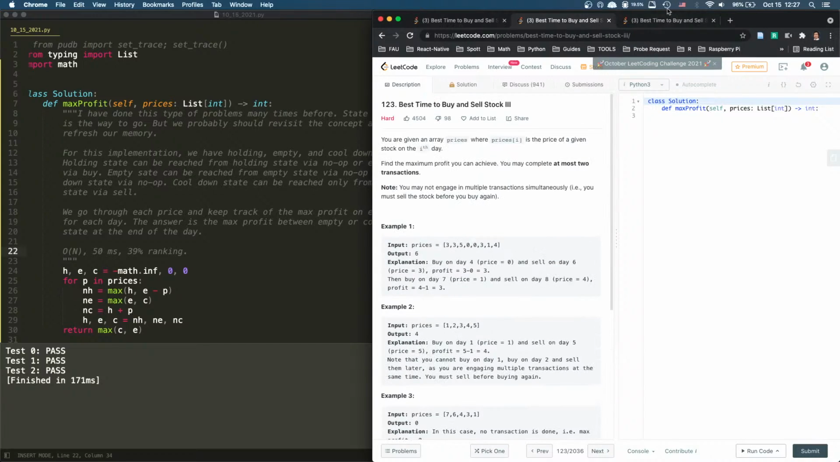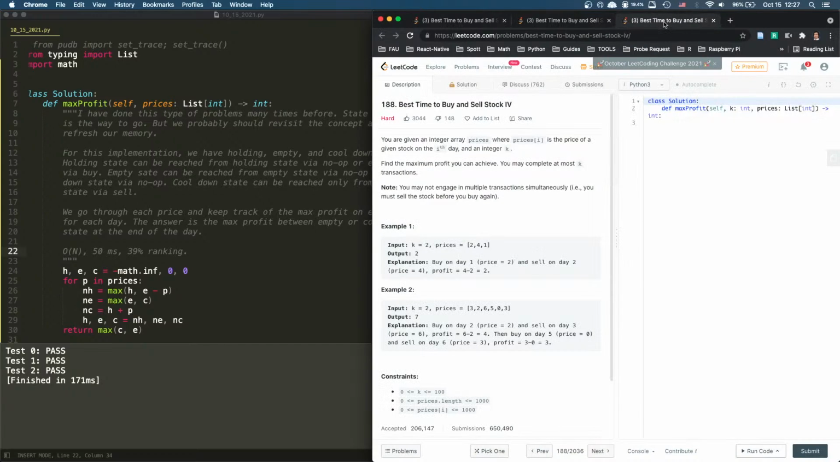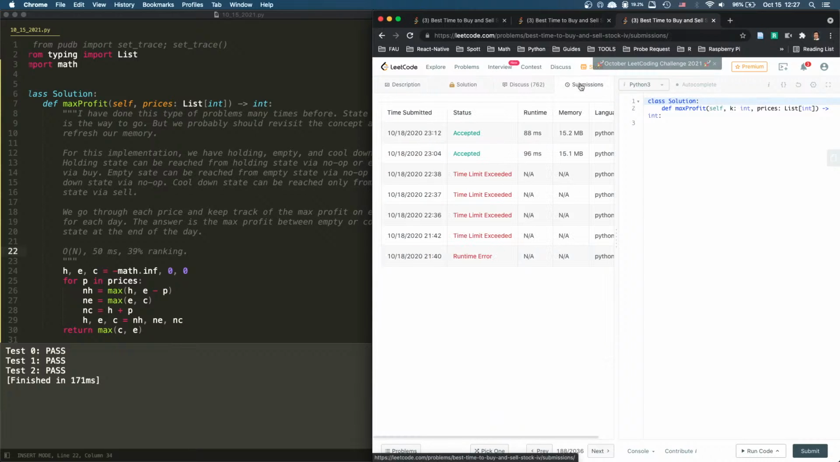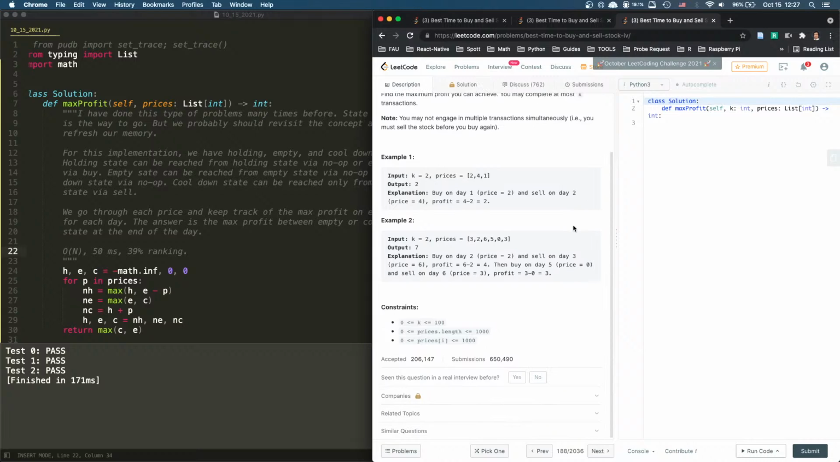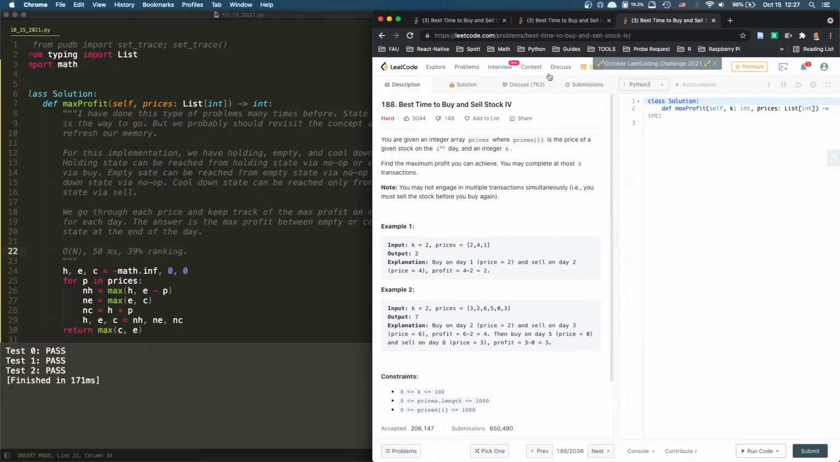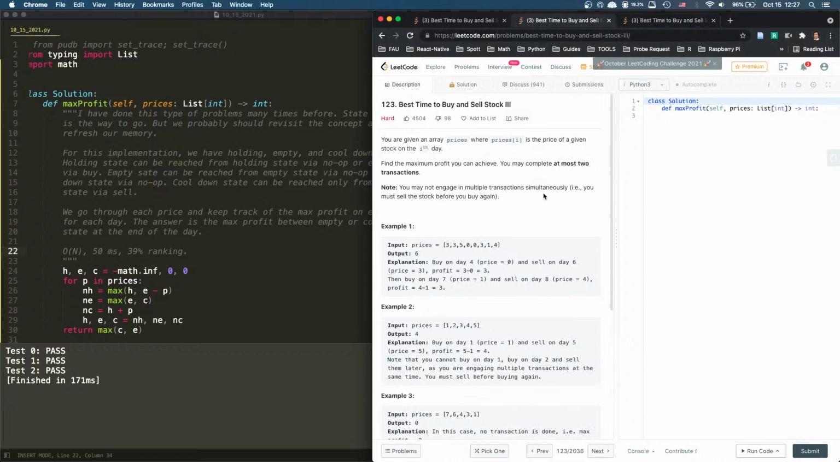Isn't this the most K transactions? Yeah, this is the ultimate. Oh, I think I've done this one before as well. K transactions, at most K transactions. I think at most 2 transactions. This is still, hold on, this is still the same model, right?